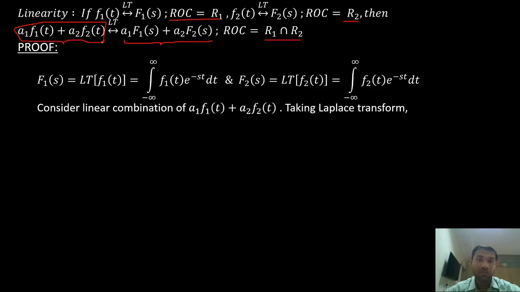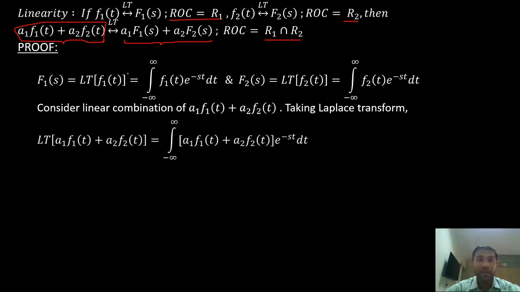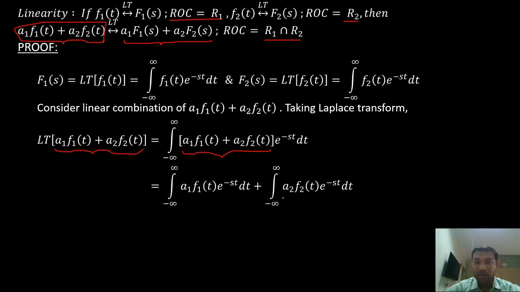So Laplace transform of a1 f1 of t plus a2 f2 of t is going to be integration minus infinity to infinity. In place of f of t, now I have the linear combination. So I'll write that linear combination multiplied with e power minus st into dt. Now I will write two separate integrals, right? I can make this as two separate integrals, a1 f1 of t e power minus st dt and a2 f2 of t e power minus st dt. I can separate the integration.